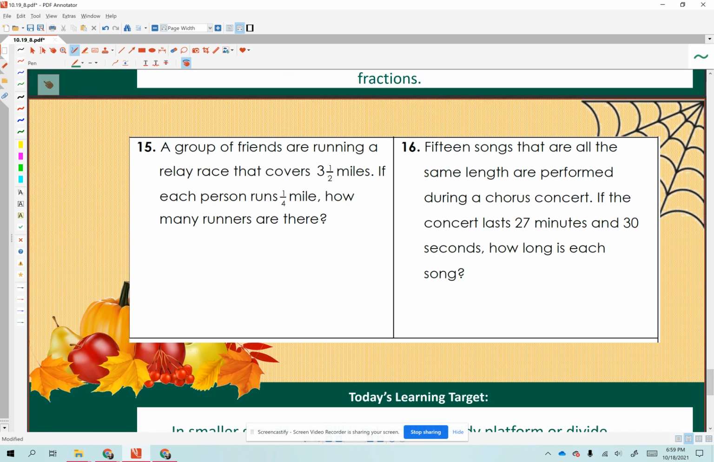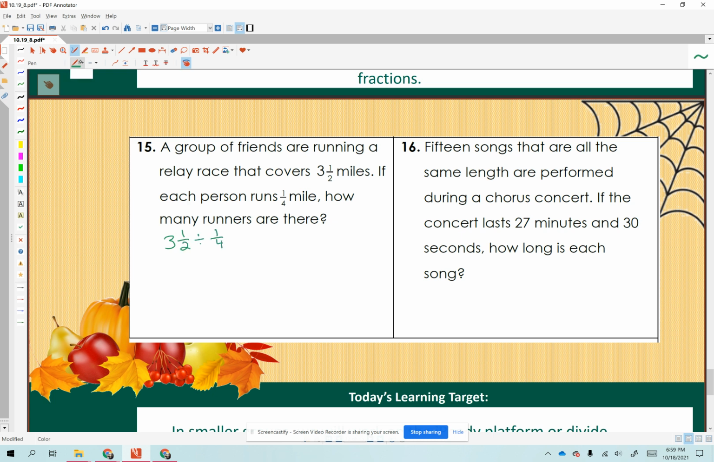15, a group of friends are running a relay race that covers 3 1/2 miles. If each person runs 1/4 mile, how many runners are there? So how many people will they need if each person runs 1/4 mile to cover that 3 1/2 miles? So our problem is 3 1/2 divided by 1/4.